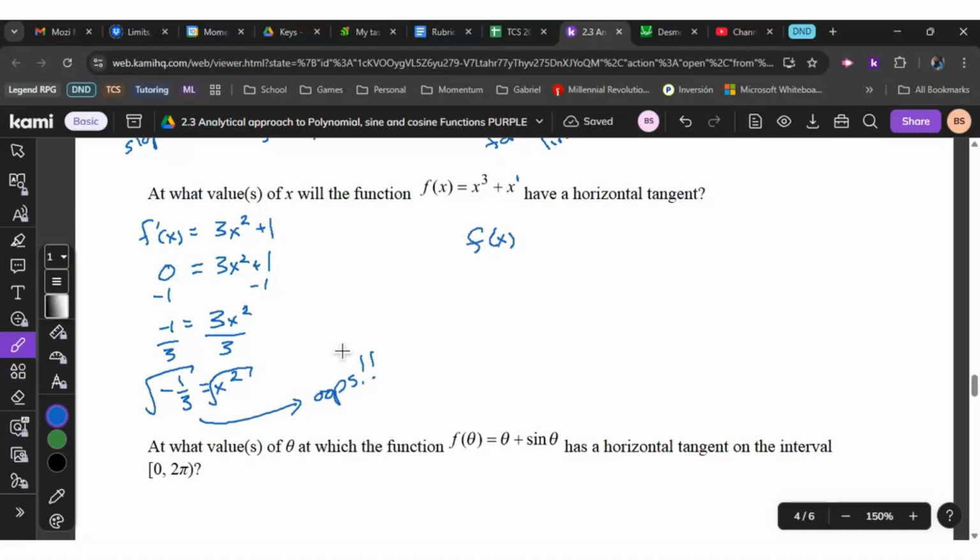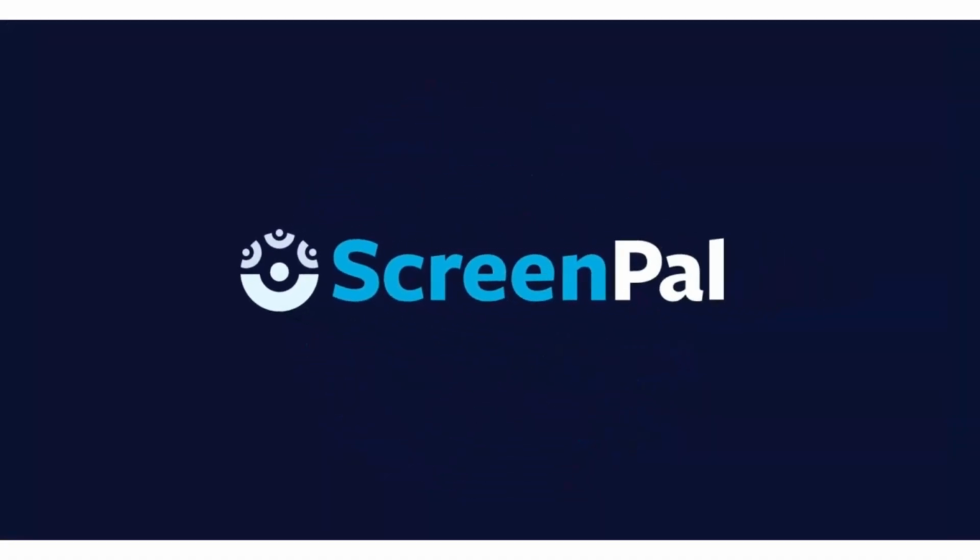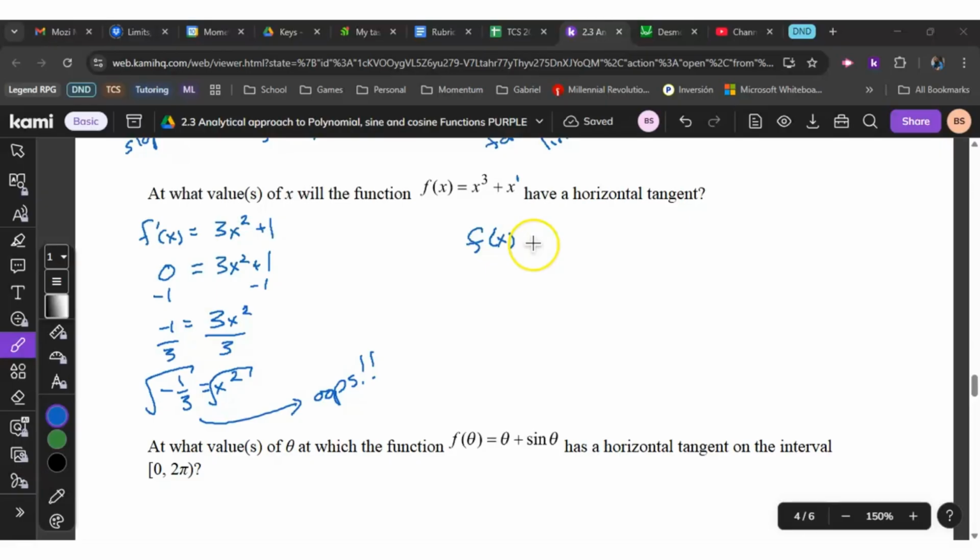Exactly. So f of x will never have a horizontal tangent, at least based on our understanding so far. It actually can still have one.